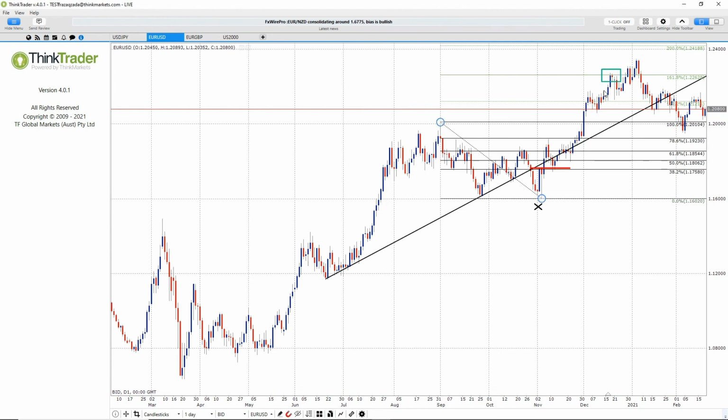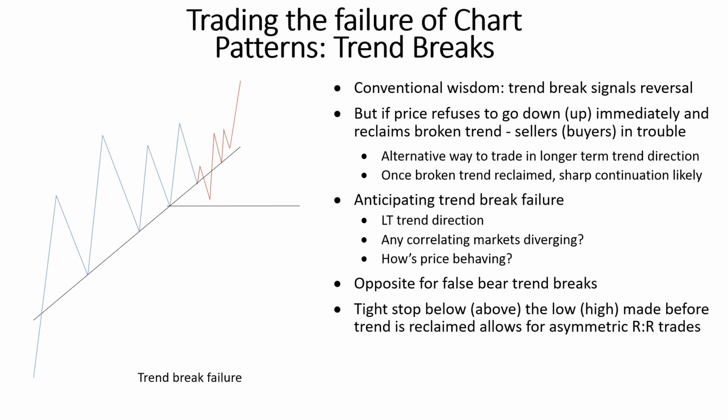Now let's go back to the slides to talk about a couple of important points. Trading the failure of trend breaks is an alternative way to engage with the markets than relying on the traditional way of going about the business. This way of trading is often overlooked by analysts and newer traders, but can provide strong follow-through, especially when used in the direction of the prevailing trend.